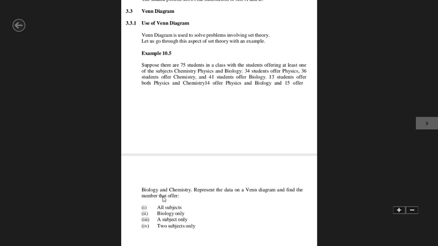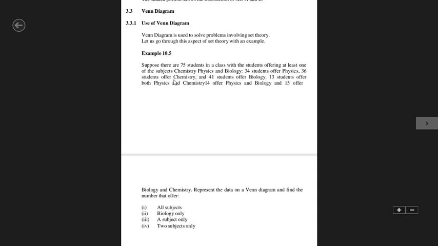And they say we should find the number that offer all the subjects, biology only, a subject only, then two subjects only. So the question is not really a difficult one, but all you need to know in this kind of question first is to understand how you can solve Venn diagram. And this question is on three sets since we are talking about chemistry, physics, and biology.